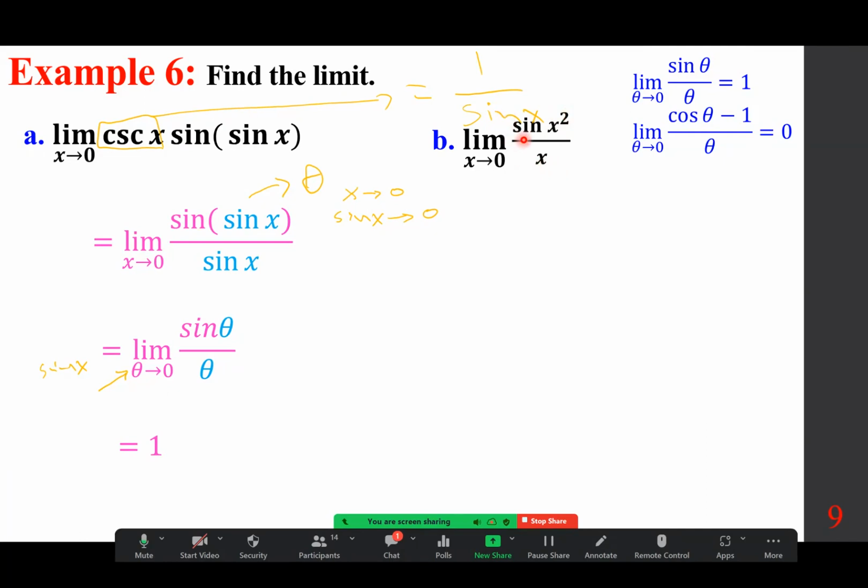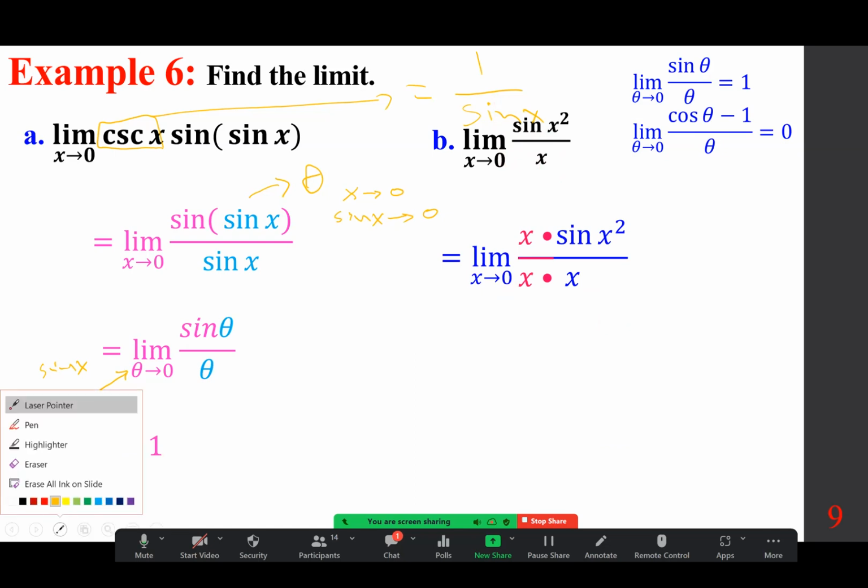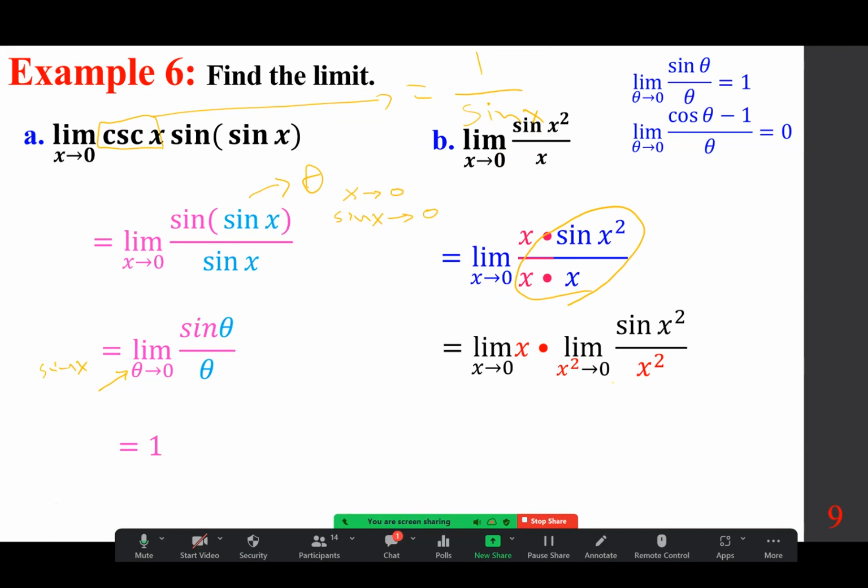We can multiply this fraction, the top and the bottom, by x. So it creates x squared in the denominator. So you can see that you can put this whole thing together. It's the limit of x as x approaches 0, and the limit of sine x squared over x squared as x approaches 0. But remember what's going to happen here. So we are separating them.